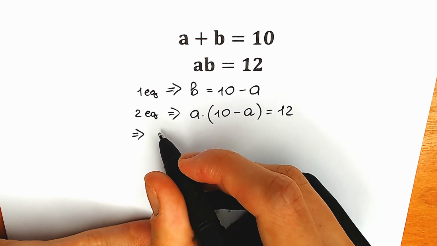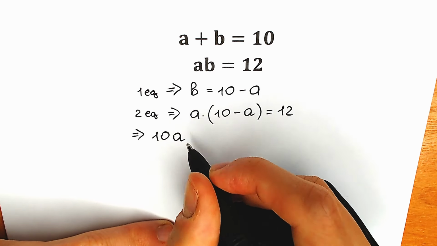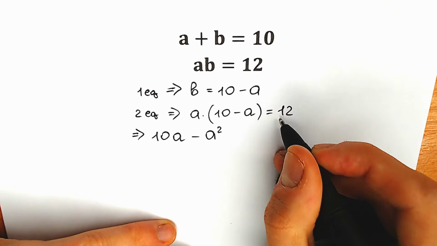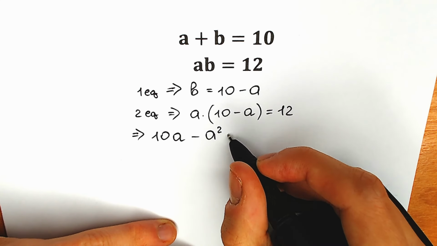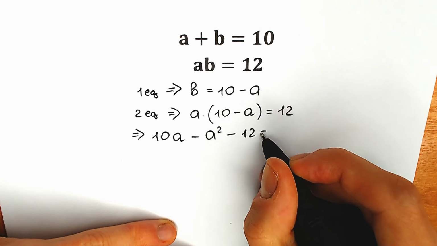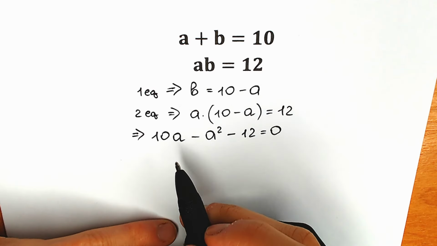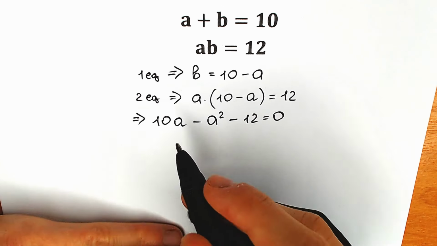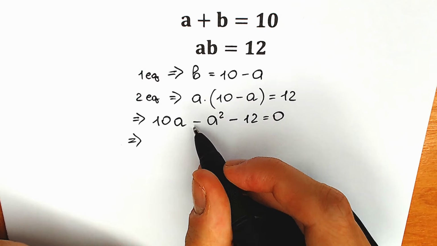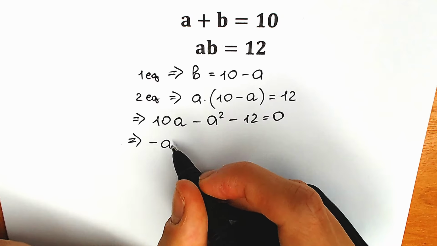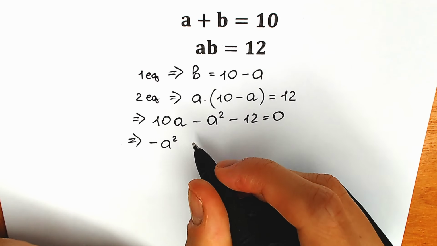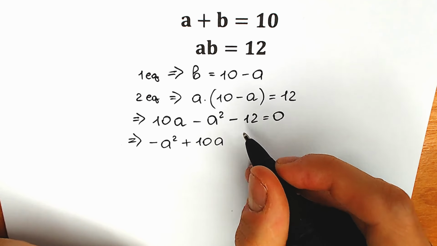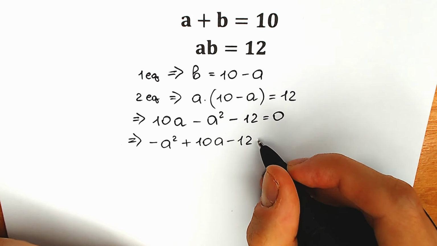So we have 10a minus a squared, and minus 12 from the right side, so minus 12 equals 0. Right now, let's change the order because this is a quadratic equation. Here we have a square, so let's change the order real quick. First of all, in the first position, minus a squared. Next, plus 10a, and minus 12 from here. So minus 12 equals 0.